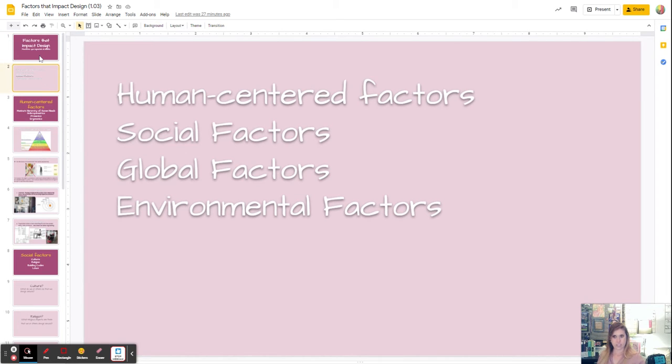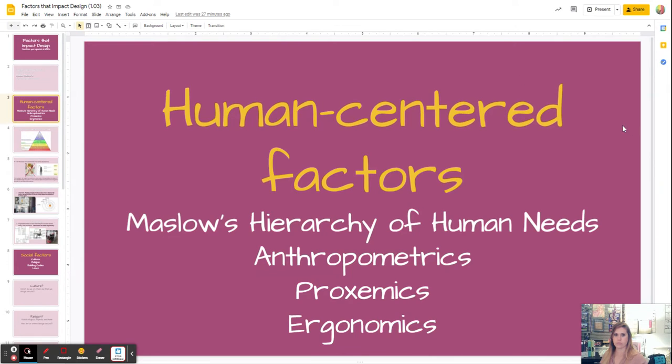So the factors that we're going to consider here are the headings of human-centered factors, social factors, global factors, and environmental factors. You can pause at any time to catch up. Human-centered factors are going to be what we call Maslow's hierarchy of human needs. There's nothing on this slide that you need to write.